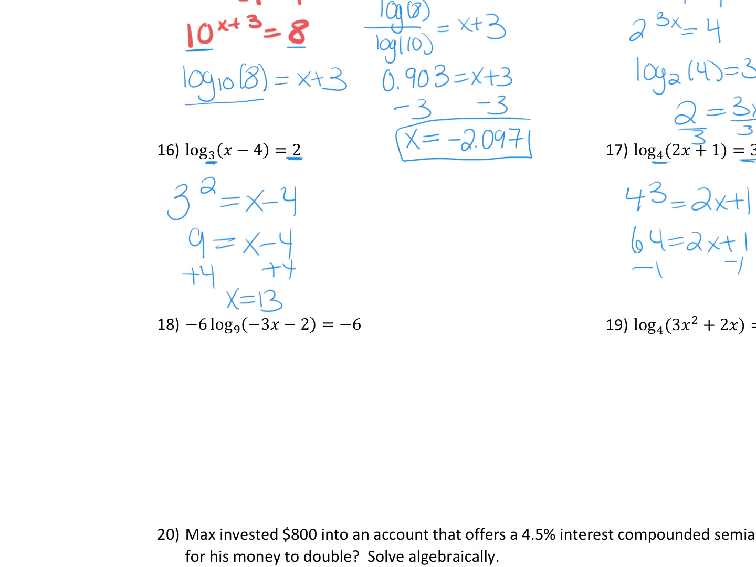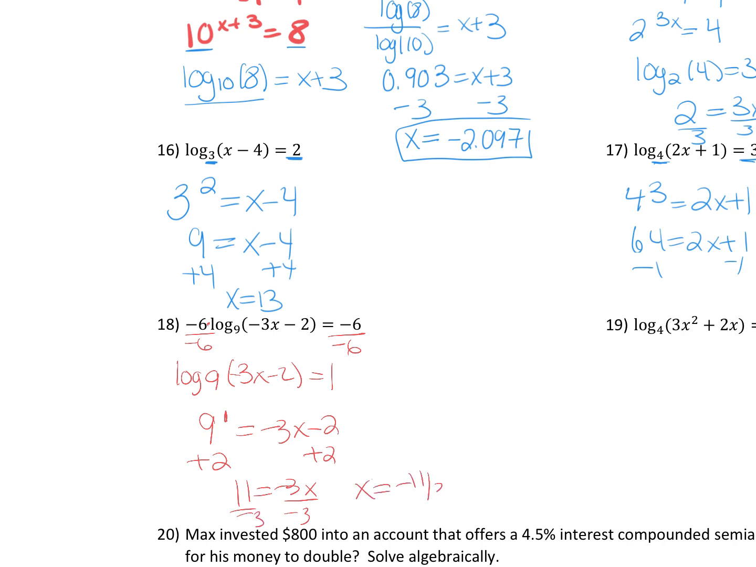If I have anything on the same side as the log, I want to get rid of that. So this -6 is multiplied by the log, so I'm going to divide by -6. So I have log base 9 of -3x minus 2 equals 1. So 9 to the 1 equals -3x minus 2. Well, 9 to the 1 is just 9. So I'm going to have 11 equals -3x. X is equal to -11/3.